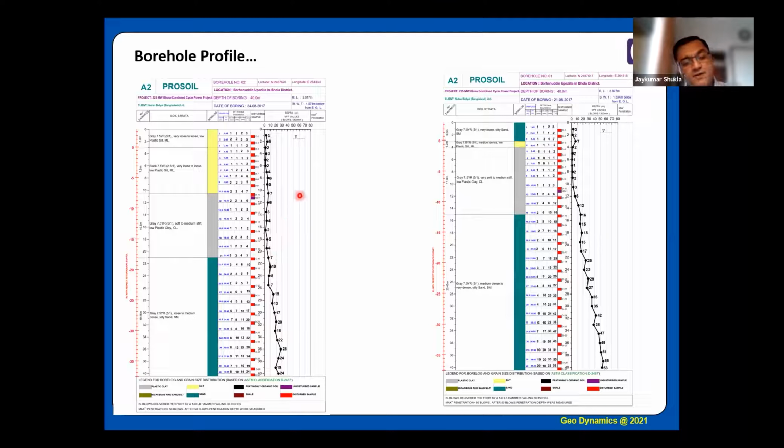People try to install bored piles into it, but because of such peculiarities in the subsoil conditions, they could not install the bored piles well with good quality control, and piles failed miserably in load testing.